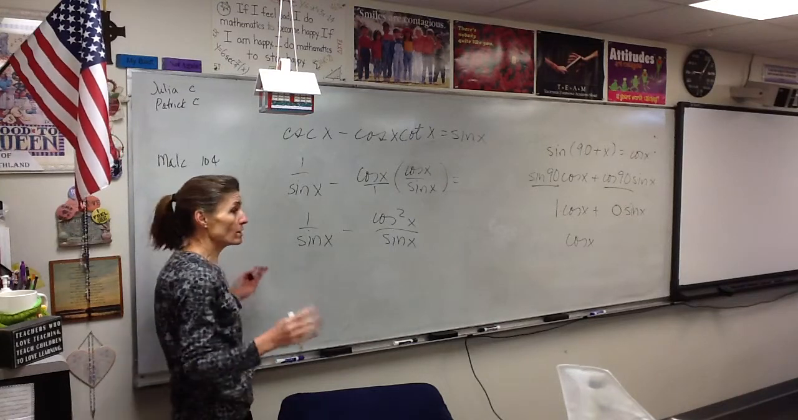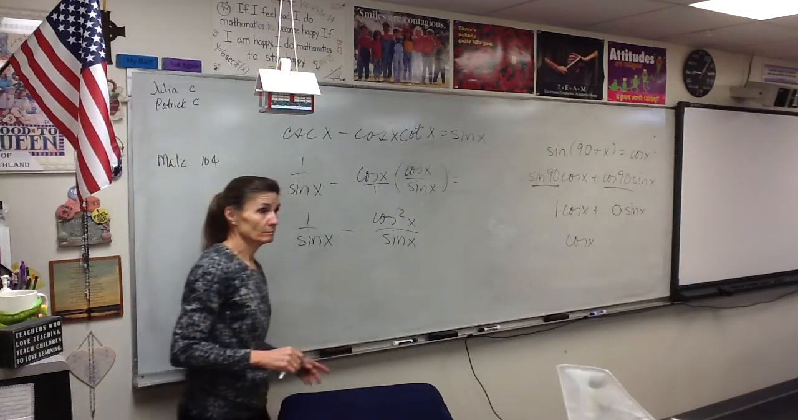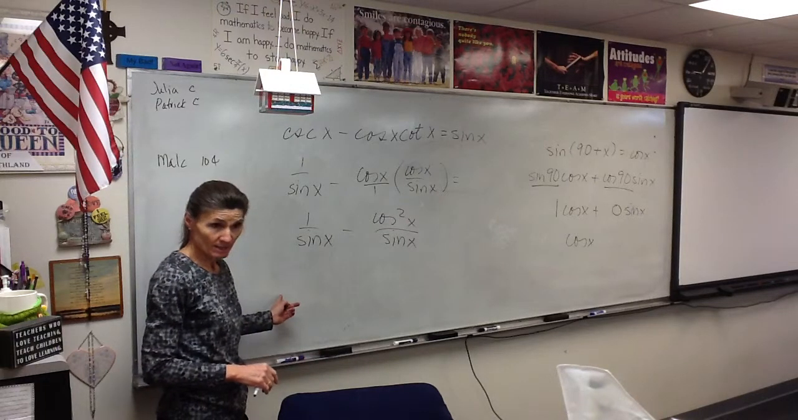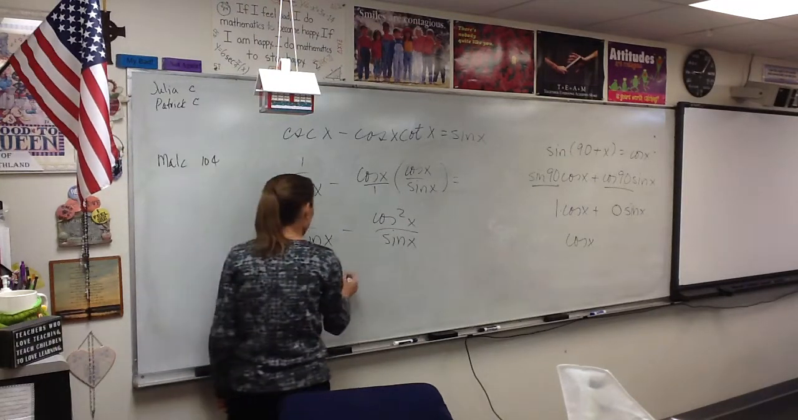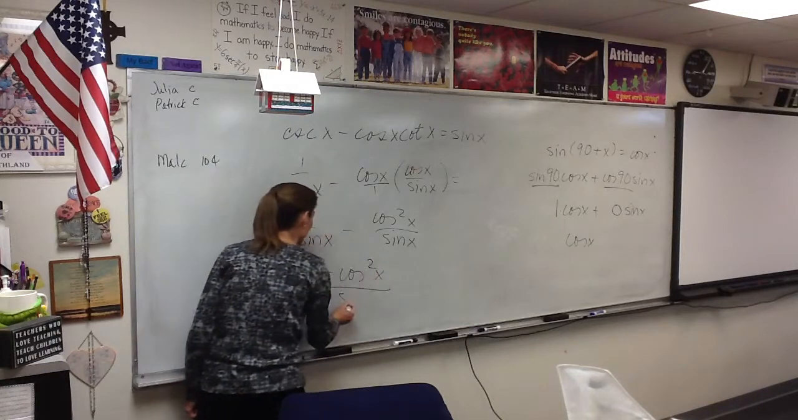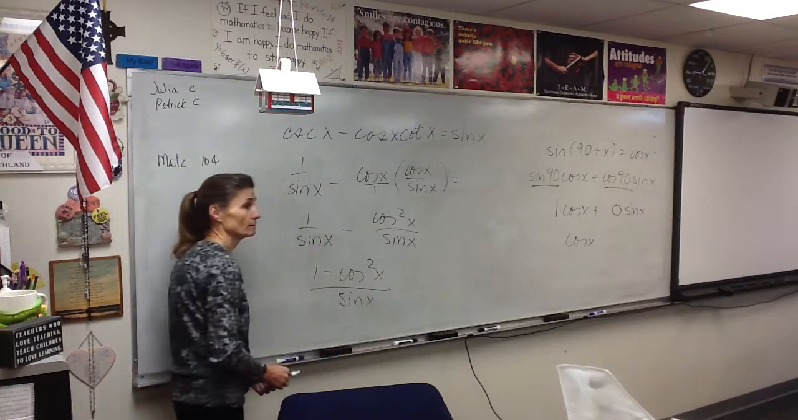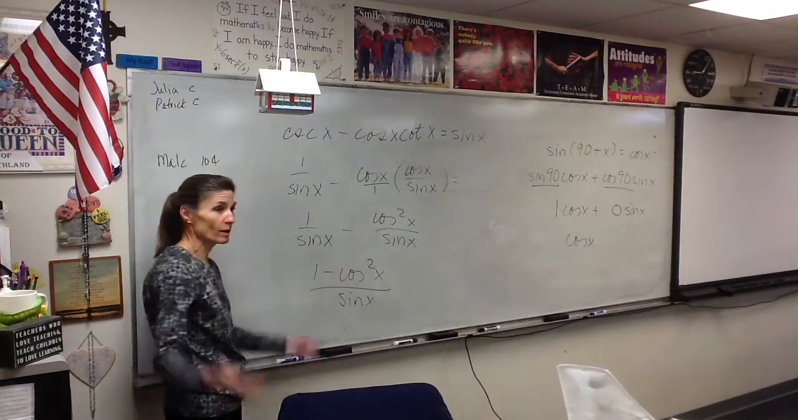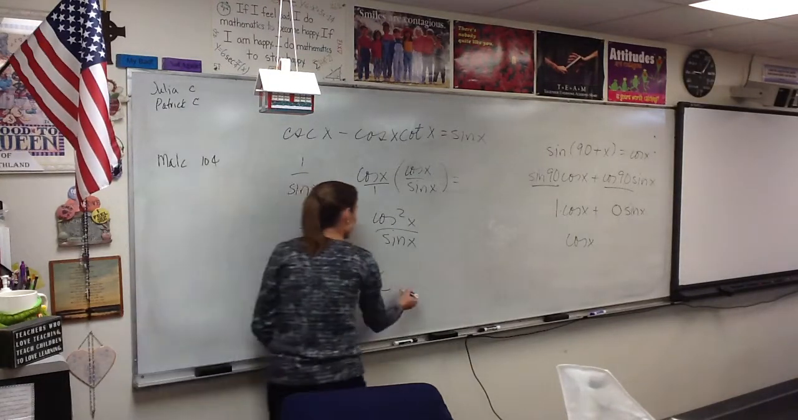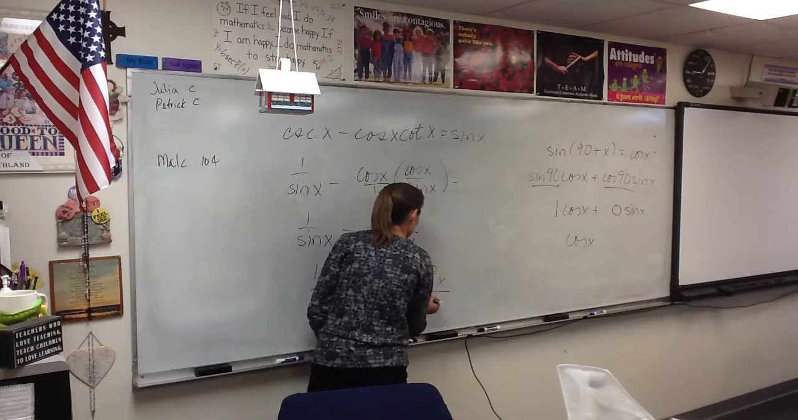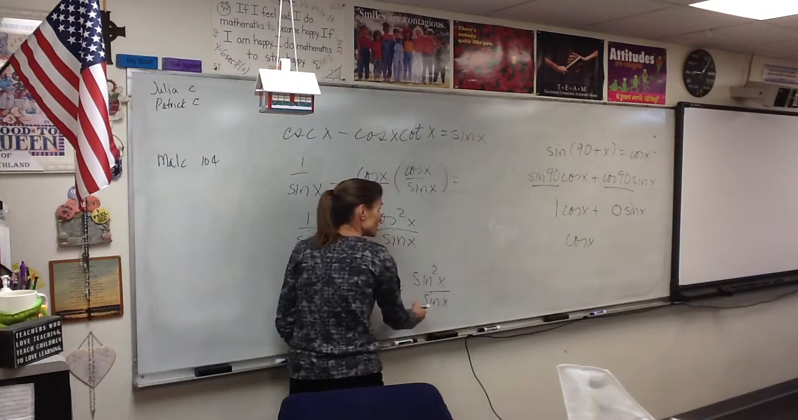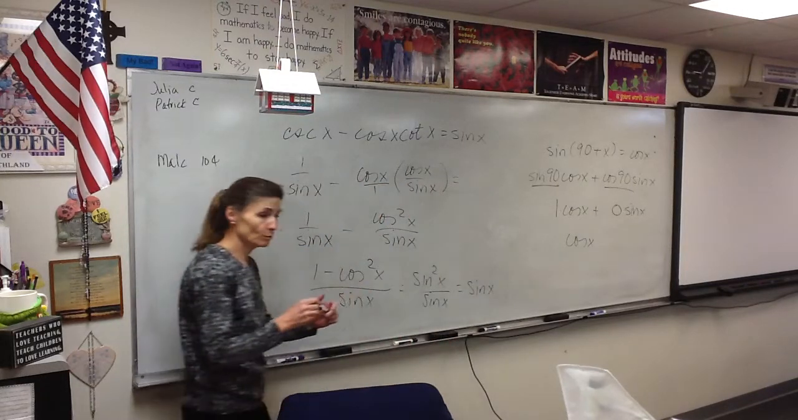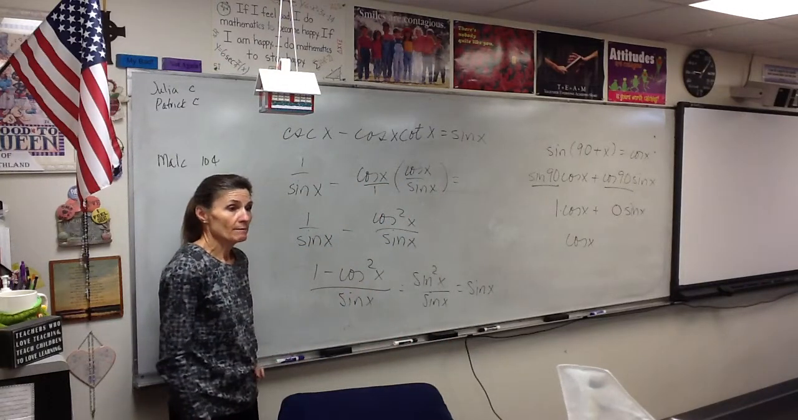Now what do we always do when we have two fractions? We get a common denominator, right? Put them together. Well, they already have a common denominator, so that's good. So we have 1 minus cosine squared over sine. 1 minus cosine squared is sine squared. And what happens now? You've got sine squared over sine. So that reduces to sine.